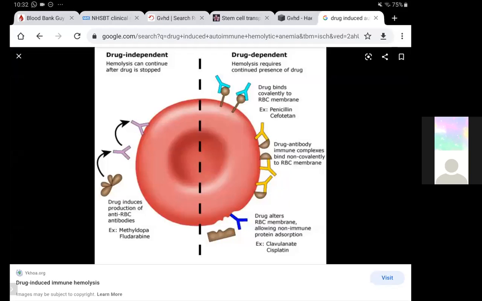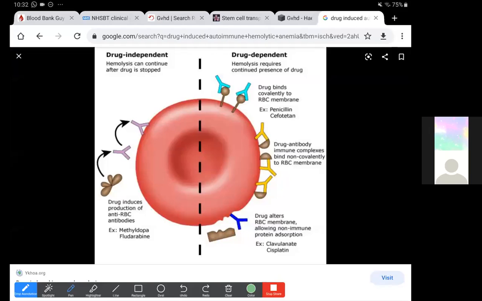Now this is a diagram that we can remember for those drug dependent or independent reactions. The hemolysis can continue in the case of drug independent mechanisms. The hemolysis can continue even after the drug is stopped. And the drug actually causes the formation of antibodies against the RBC membranes.